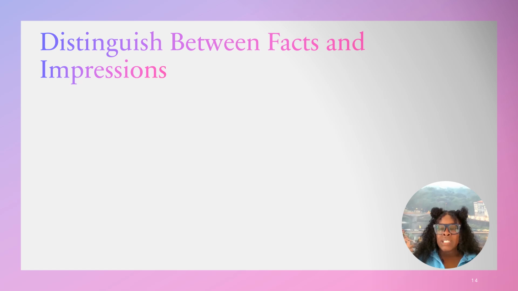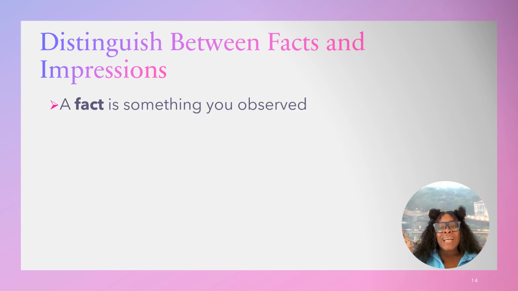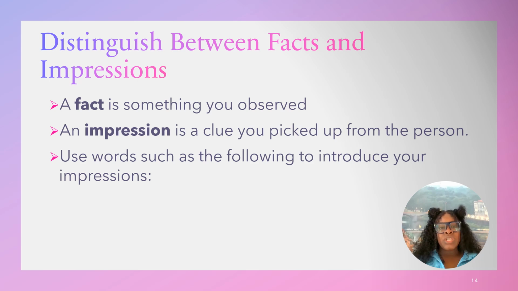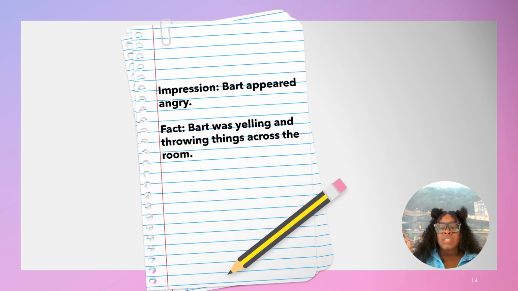When writing our case notes, we want to be able to distinguish between facts and impressions. A fact is something that we've observed, whereas an impression is a clue we picked up from the person. When writing about impressions, we should use words such as seemed, appeared, and felt. Let's take a look at this example. An impression: Bart appeared angry. If we are writing the fact, we would say that Bart was yelling and throwing things across the room.